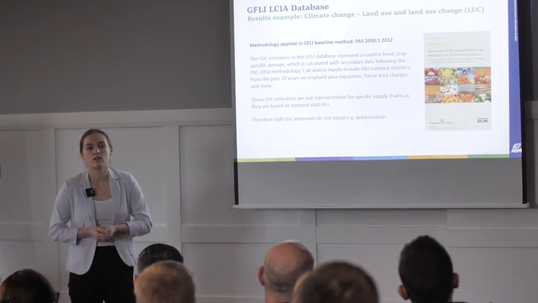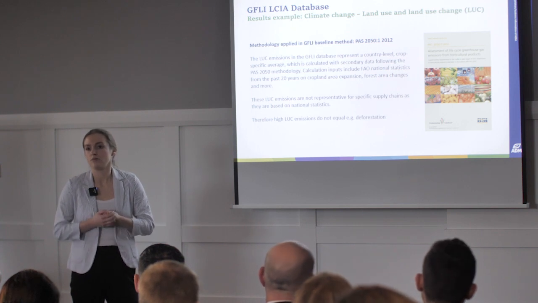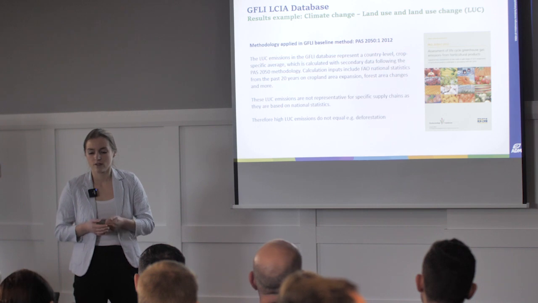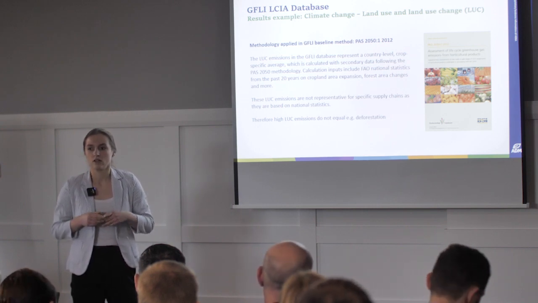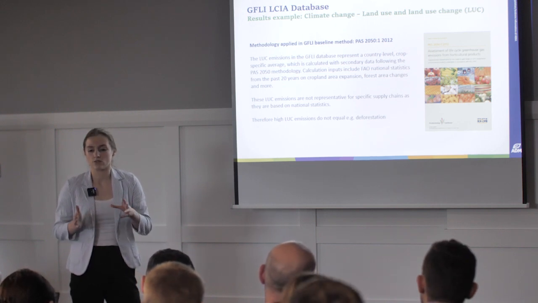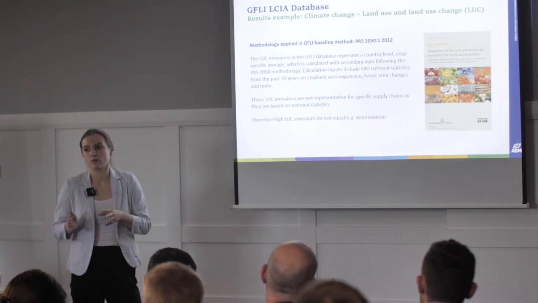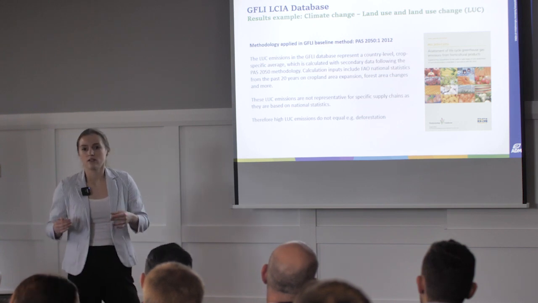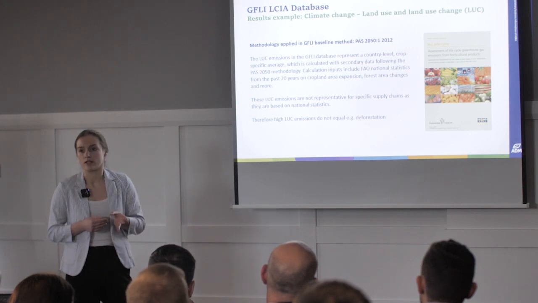So you look at the past 20 years, what has been the forest change, the change in forest area in the country. You look at what has been the change in grassland area, cropland area, etc. And then you allocate a certain amount of these changed areas to the crop that you're looking at. So this is the underlying methodology for the land use change emissions in the GFLI.